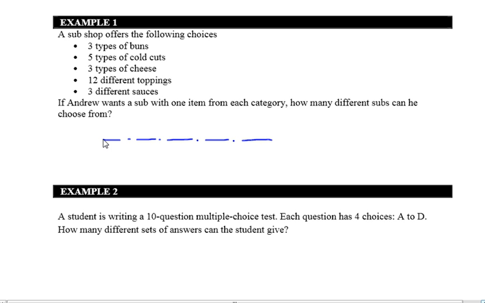So the first will represent our buns, cold cuts, cheese, toppings, and then sauce. So how many choices do I have for buns? 3. This will be times cold cuts, which will be 5, 3 cheeses, 12 toppings, and 3 sauces.